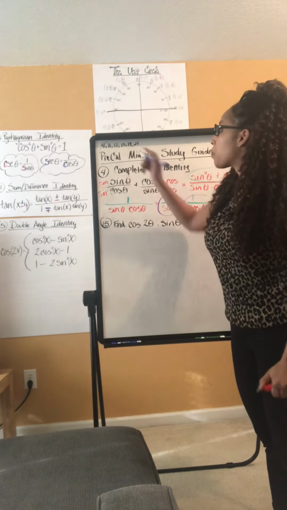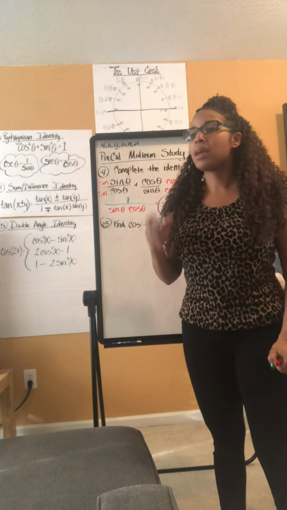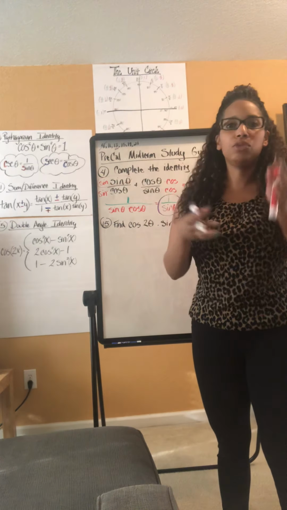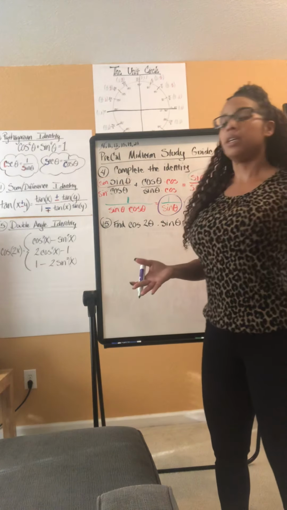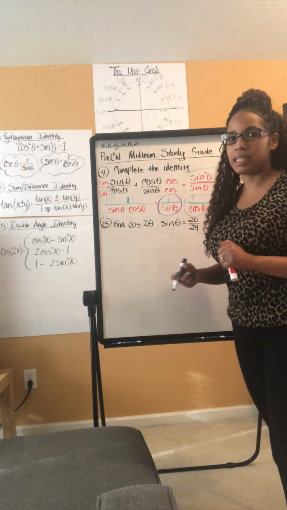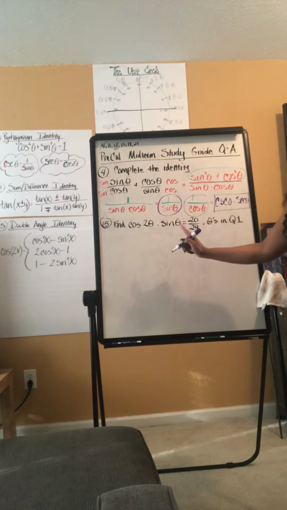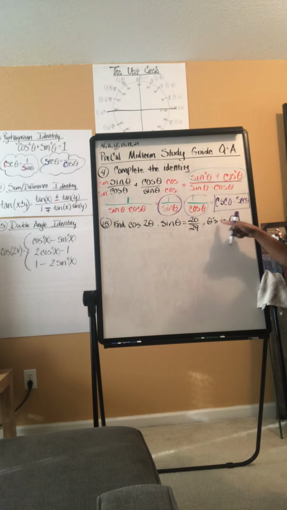But number 13, by the way, if you guys are looking at your review, the answer to 13 is it is not an identity. It doesn't matter what you do to it. You cannot make one side equal the other. It just can't be done. So if it cannot be done, then the answer is it is not an identity. So on to 15. Find cosine 2 theta, given that the sine of theta is 20 over 29 and theta is in quadrant 1.